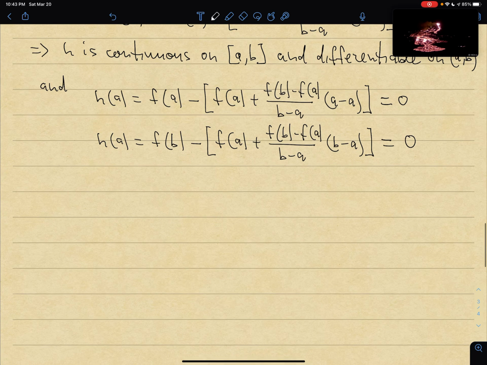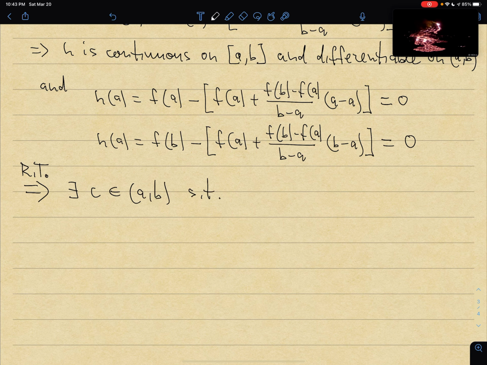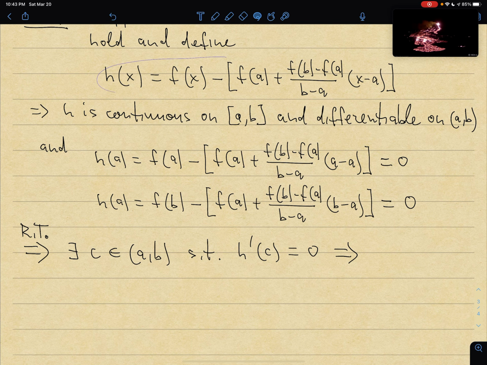So then h satisfies the conditions of Rolle's theorem, and therefore by Rolle's theorem, there exists a c inside the open interval AB such that h prime of c is equal to 0. But what is h prime of c? h prime of c is the derivative of this function, right? And this function consists of a difference between f of x and the linear function. And what is the derivative of a linear function? It is the slope. And the slope is f of b minus f of a divided by b minus a.